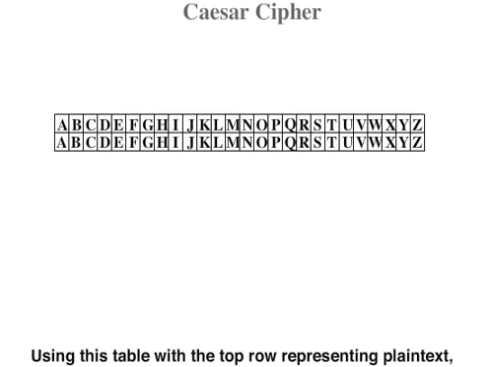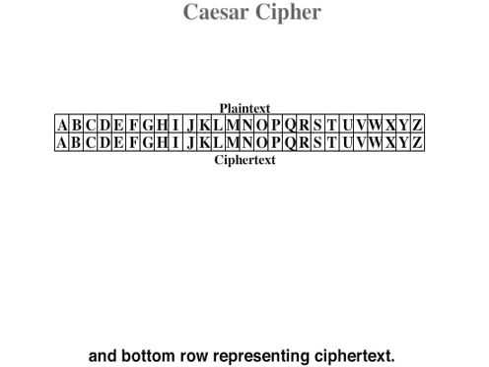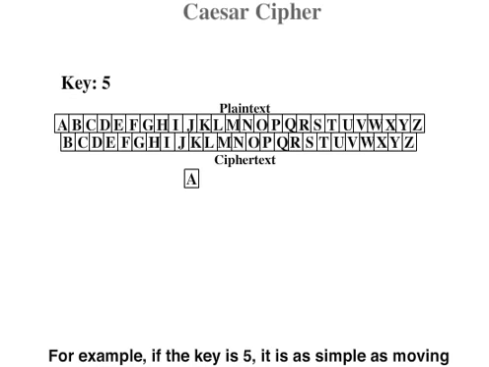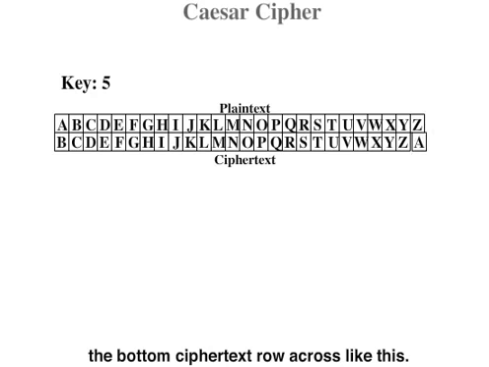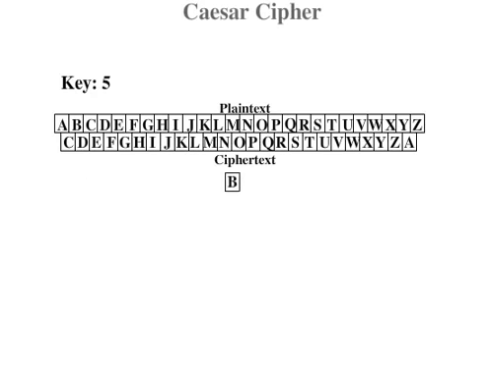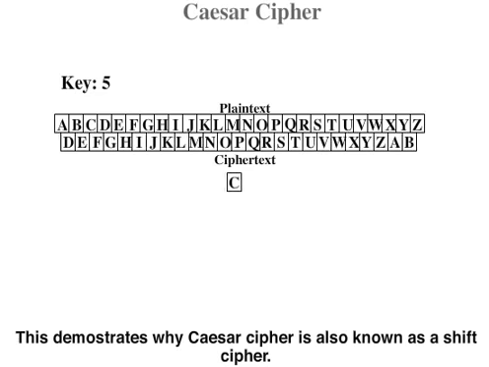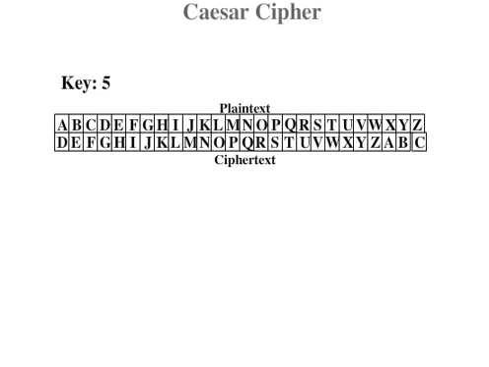Using this table, with the top row representing plain text and the bottom row representing ciphertext. For example, if the key is 5, it is as simple as moving the bottom ciphertext row across like this. This demonstrates why Caesar cipher is also known as a shift cipher.